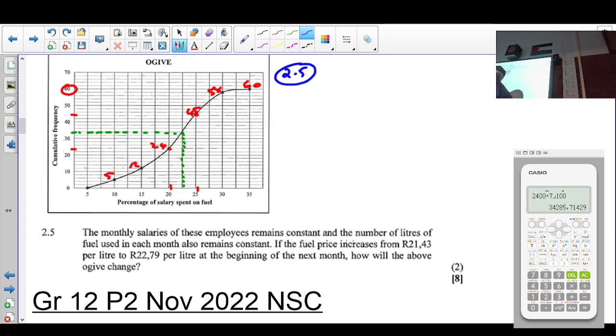we are told that the monthly salaries of these employees remain constant and the number of liters of fuel used in each month also remains constant. If the fuel price increased from 21,43 Rand to 22,79 per liter at the beginning of the next month, how will the above ogive change?